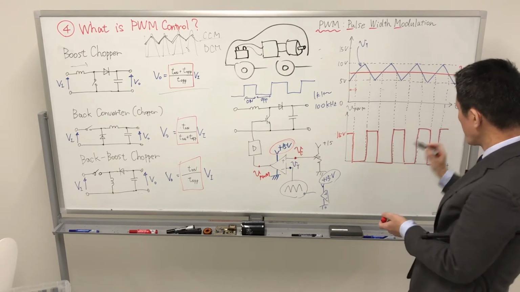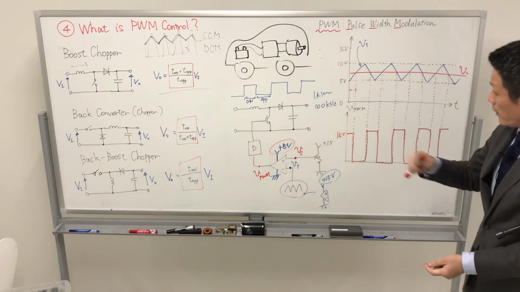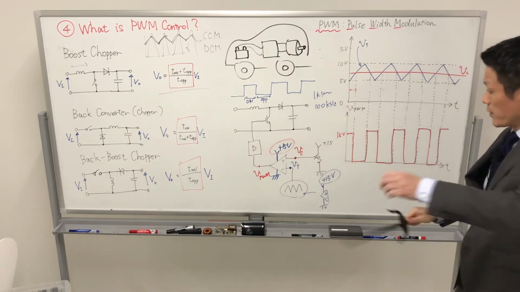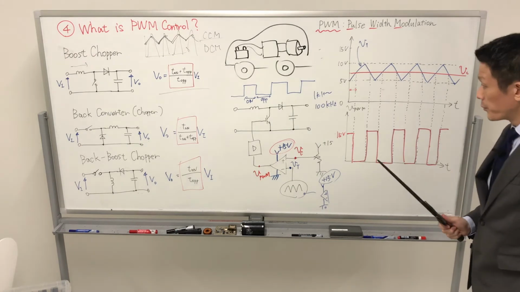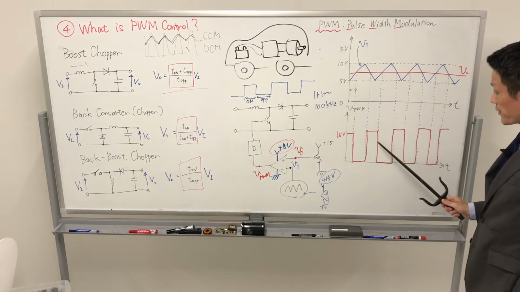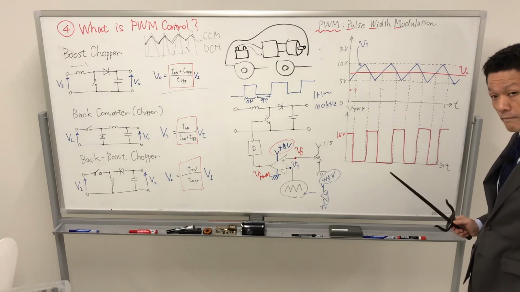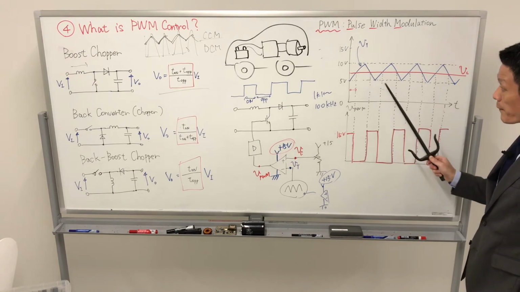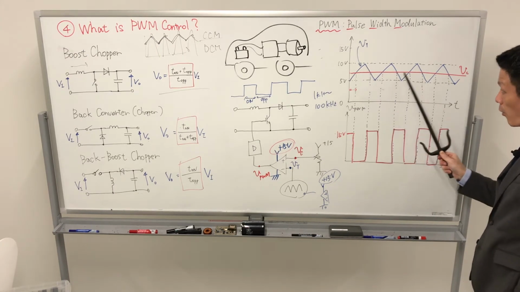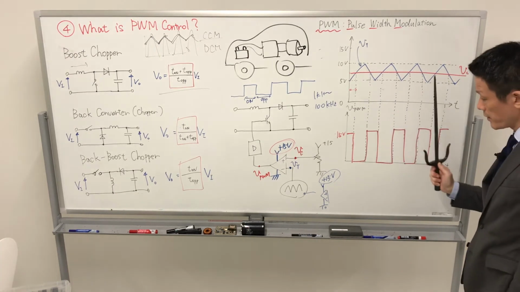Using this comparator, we can obtain the pulse waveform from the triangle waveform and an almost DC voltage.